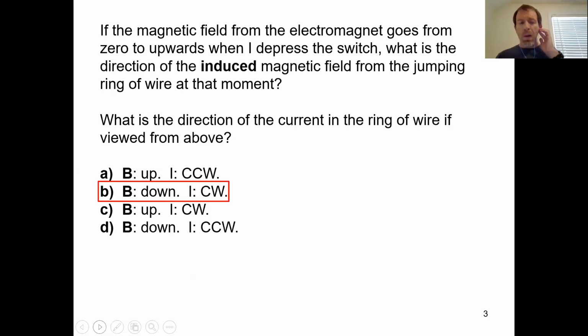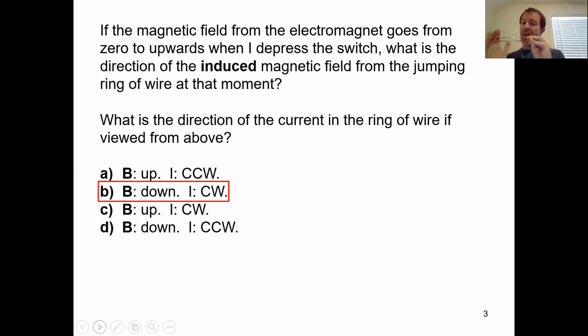Now, I said in the demo two slides ago that we're actually working with AC current rather than DC current. So when I depress the switch, I go from having no magnetic field to, maybe initially, the magnetic field being upwards, but at the next moment it's going to be downwards, and then upwards and downwards and upwards, and so on and so forth. Well, I've got a constantly changing magnetic field.